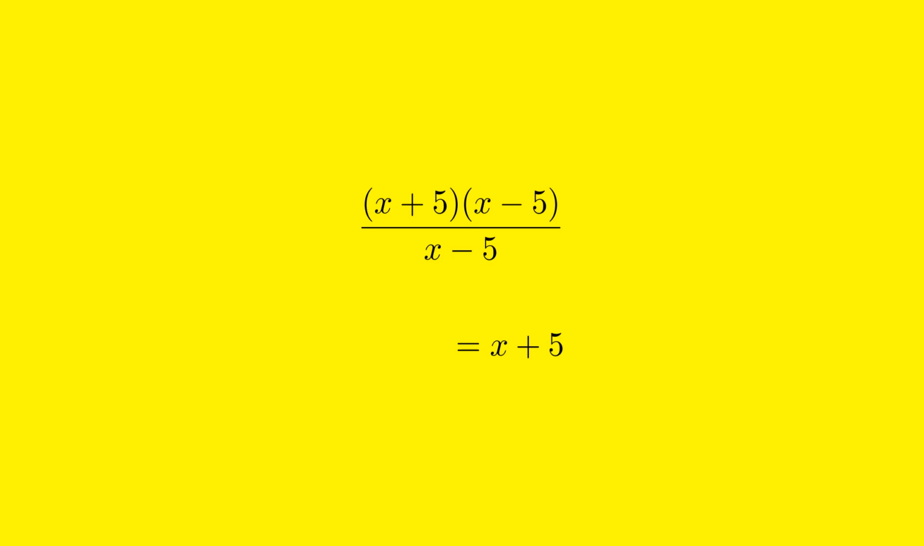So, by canceling out x minus 5 from both the numerator and the denominator, we are left with simply x plus 5. This is our simplified expression. Thus, the rational expression x squared minus 25 over x minus 5 reduces to x plus 5. This completes our solution. The simplified form of the original expression is x plus 5.